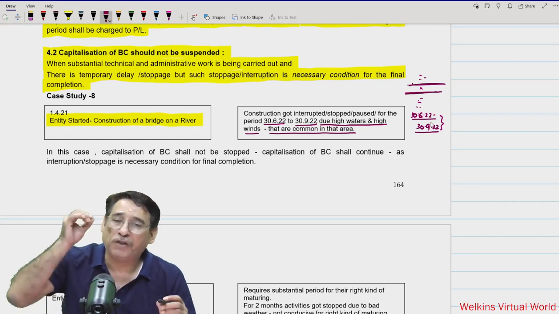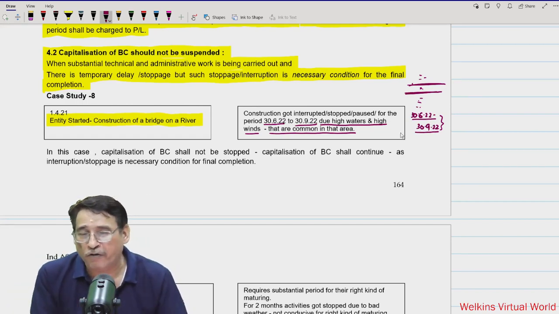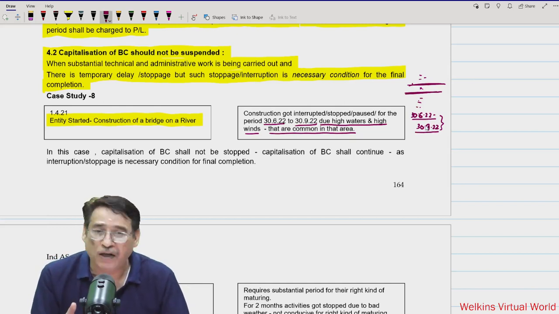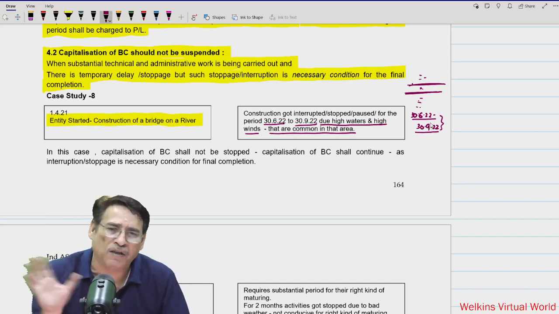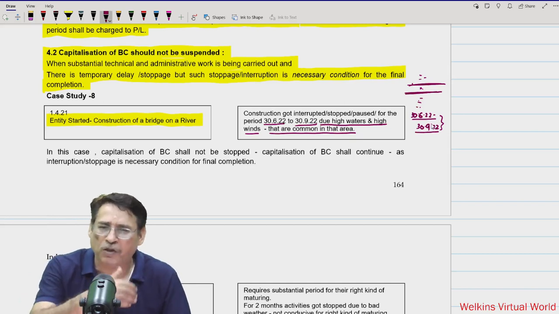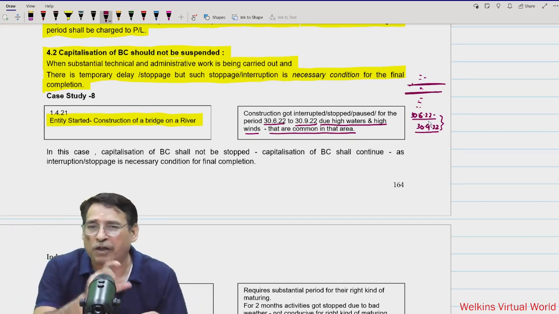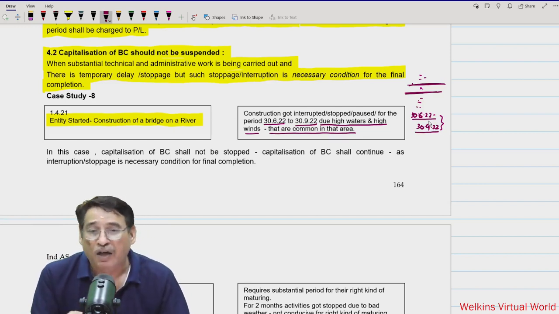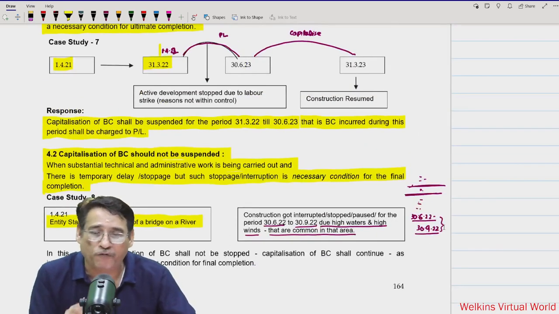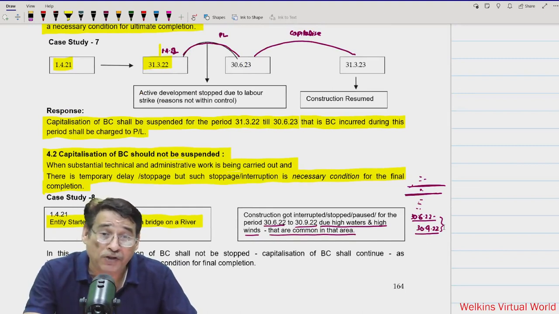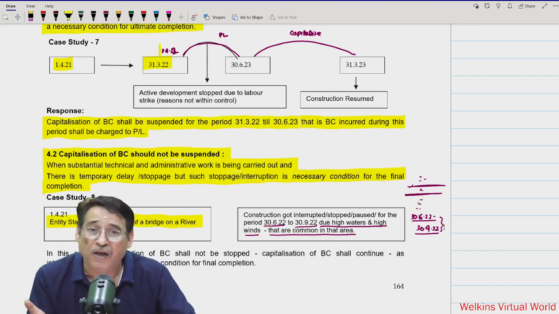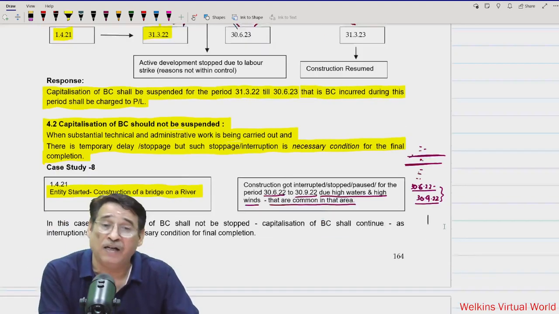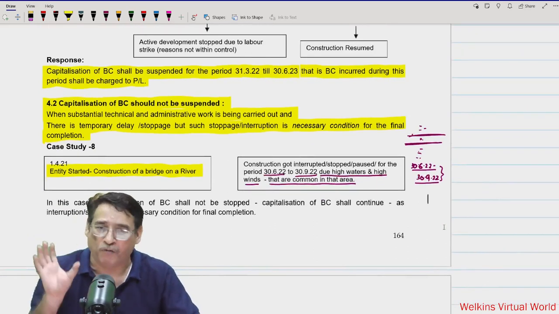So when we stop the work, correct, on account of such reasons, even though we are not constructing anything in this particular phase, we will still continue capitalizing the borrowing cost. I hope you got the difference between the earlier one and this one. In the earlier case, the stoppage of work was not a necessary condition for the final completion. The work was stopped due to labor strike, riots, political situations, or natural reasons, correct? But here, it is a necessary condition so that we can safely complete the work. Is it clear to you?